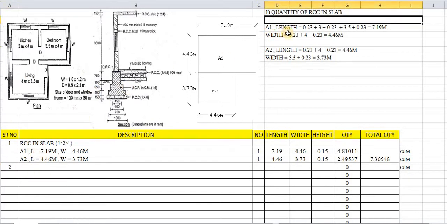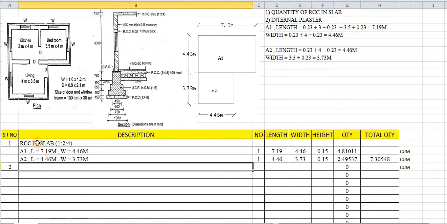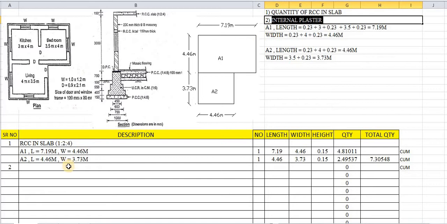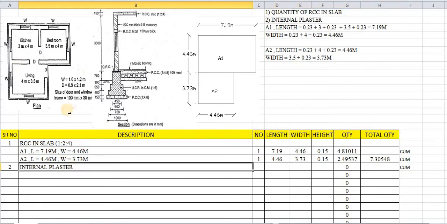So here I am writing down as serial number 2. We will find out in today's lectures internal plaster. After finding out the quantity of RCC in slab, we will find out the quantity of plastering also. So we will have this internal plasters.